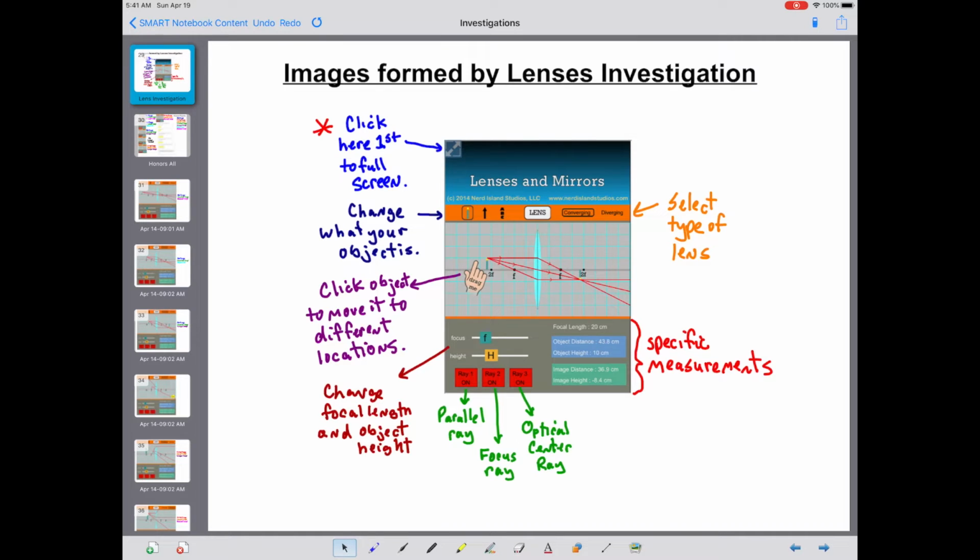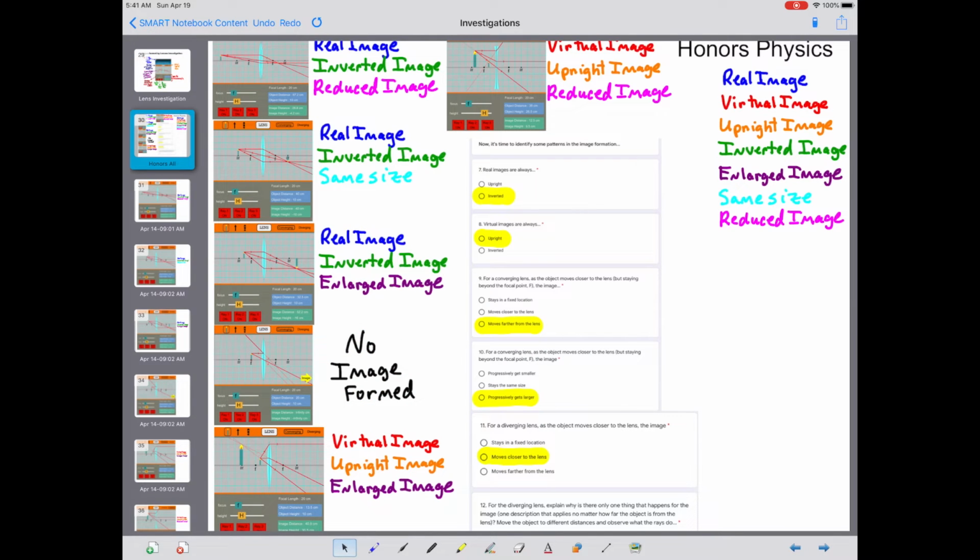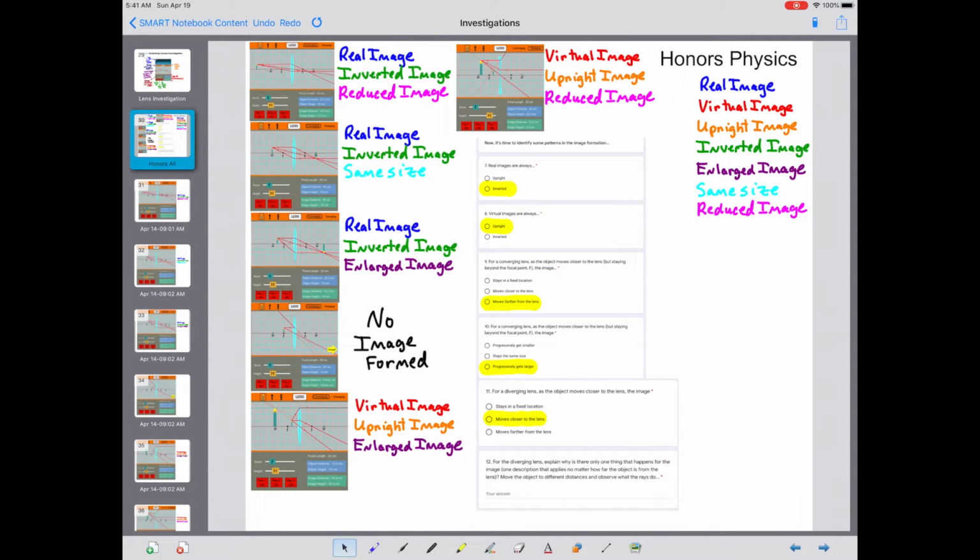I want to take a few minutes to give some overall feedback on the lens investigation in addition to the email feedback that I sent to many people. So overall, this is kind of an overall summary, and I'll zoom in a little bit more on the details here in just a minute. But here are the various different cases that you set up for converging and diverging lenses and how those images formed.